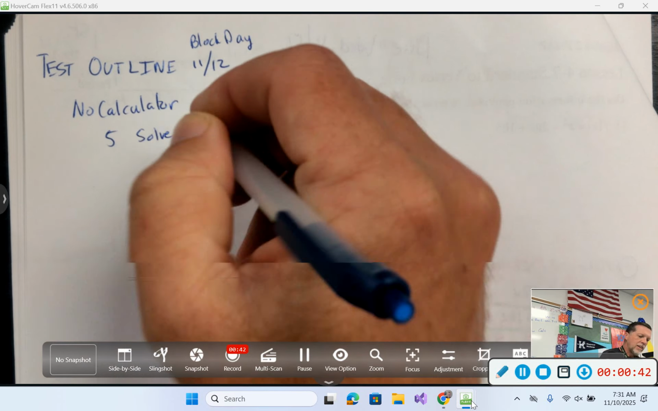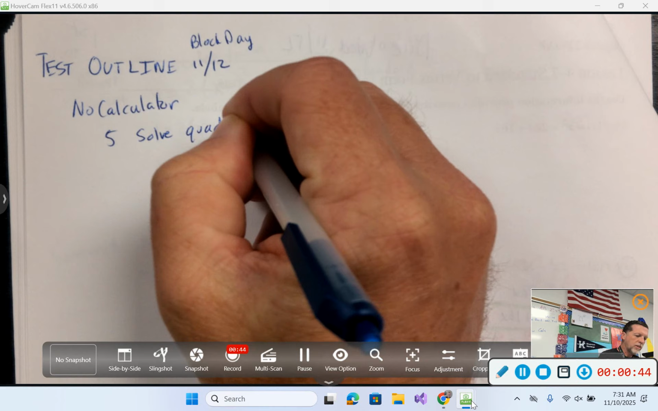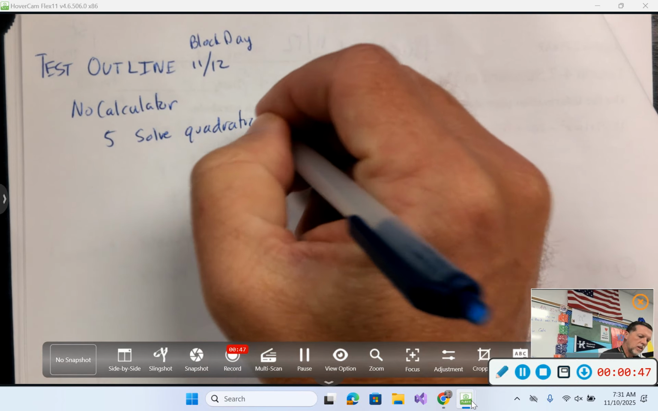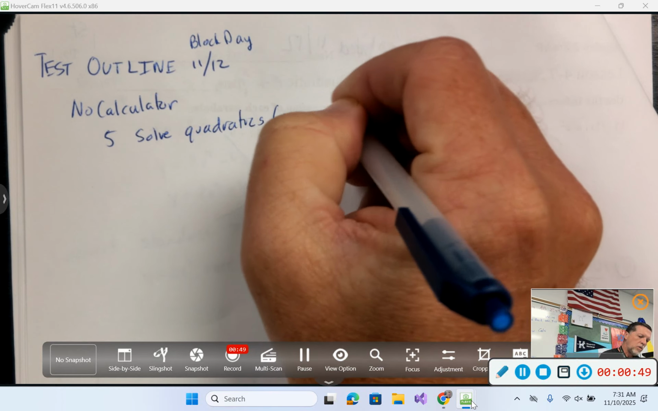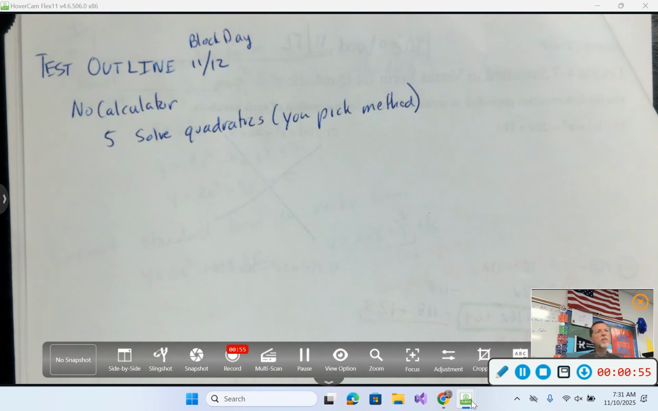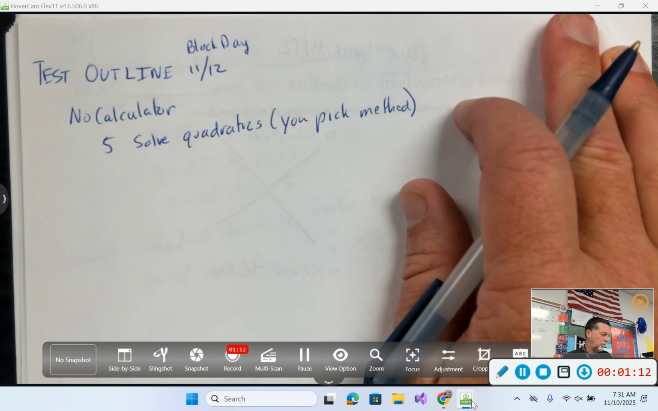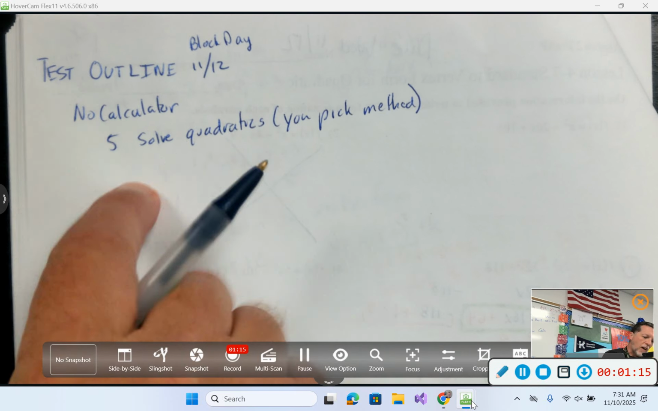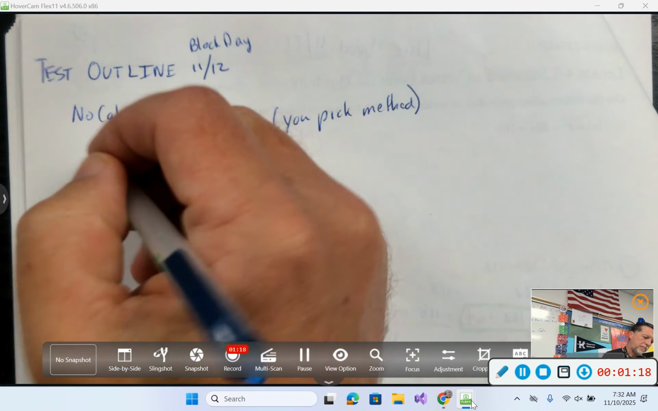Five, solve quadratics. You pick the method. Right, so some will factor, some you could do the square root method, as long as b is not there. Some of you will do quadratic formula on all of them. That takes a little longer, that's a little annoying, but hey, if it's the only method you know, then do what you got to do, I guess. But for 5 of them, you pick how you want to solve them.